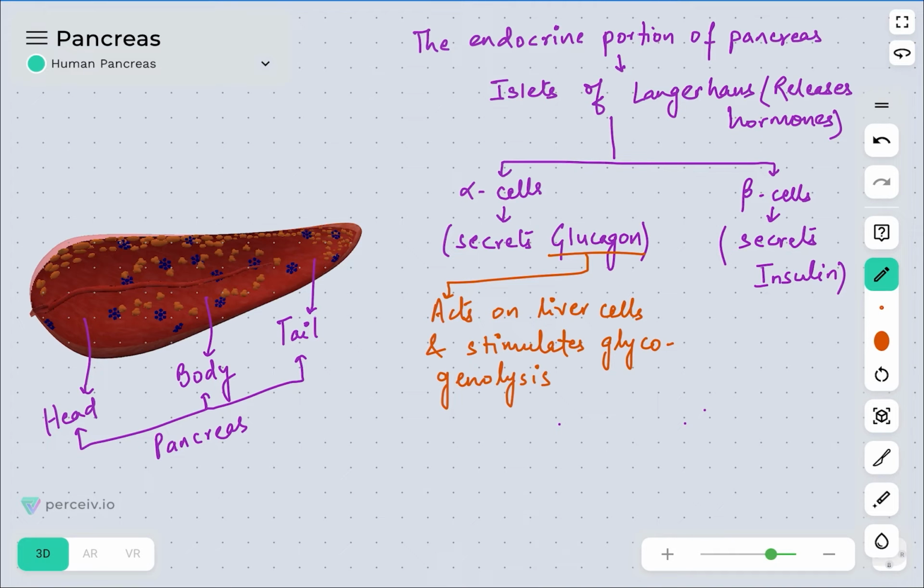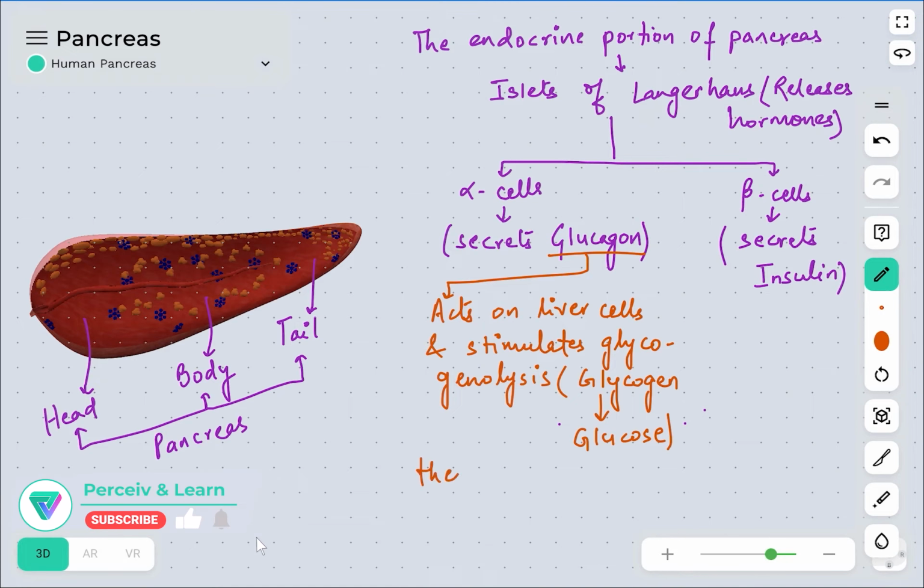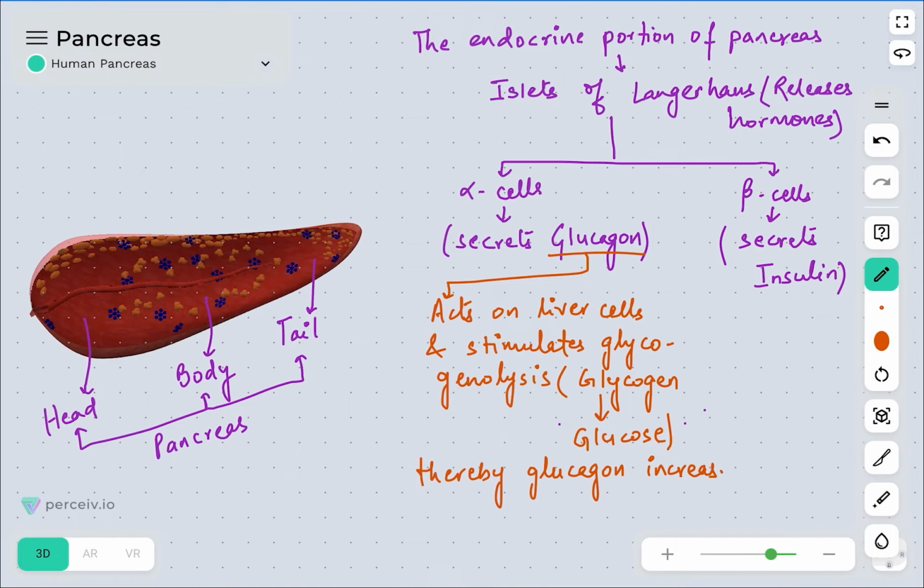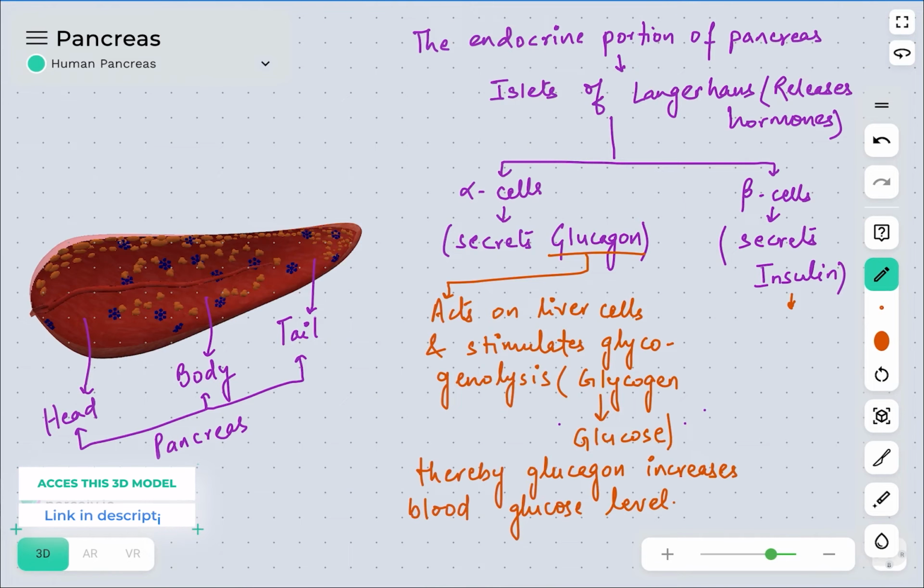Now, what is glycogenolysis? As the word suggests, it can be broken into two words: glycogen, and lysis, which means to break. So there is breakage of glycogen into glucose. This glycogenolysis is basically conversion of glycogen into glucose. If glucose is formed, the blood glucose level will be increased. So this hormone, glucagon, increases blood glucose level.